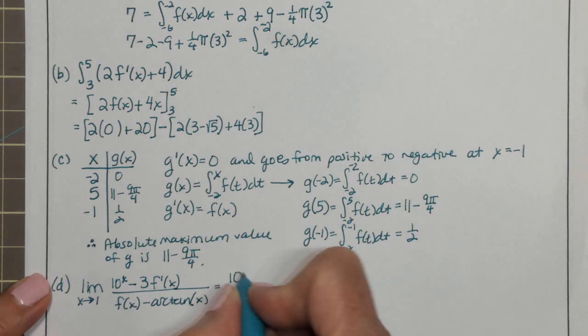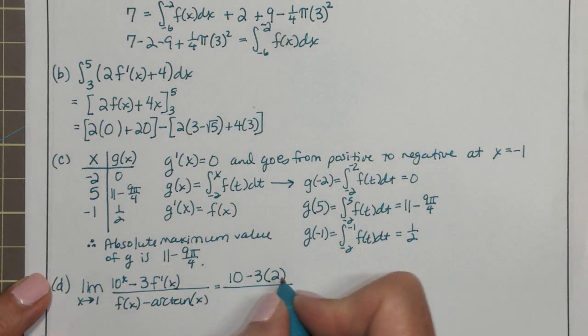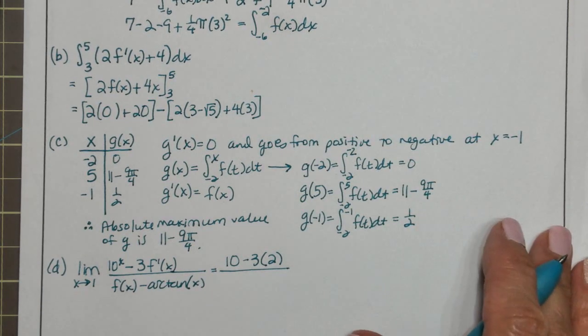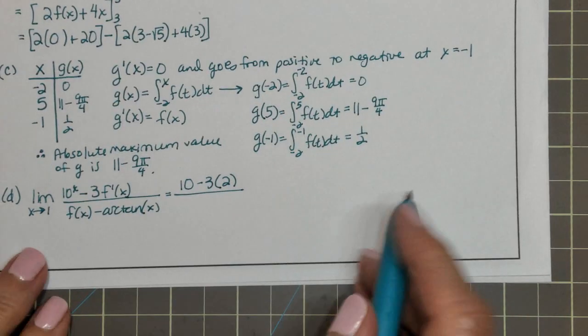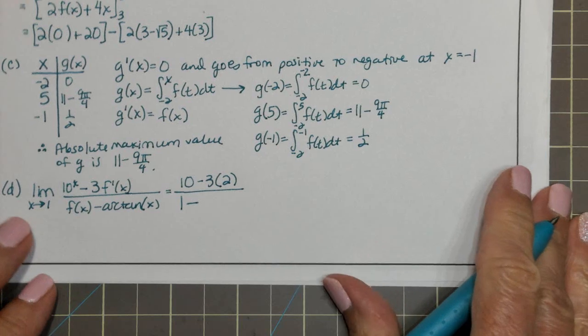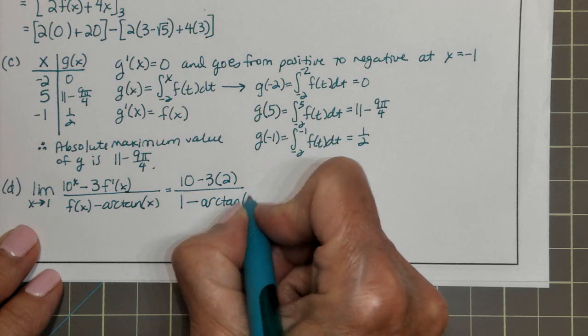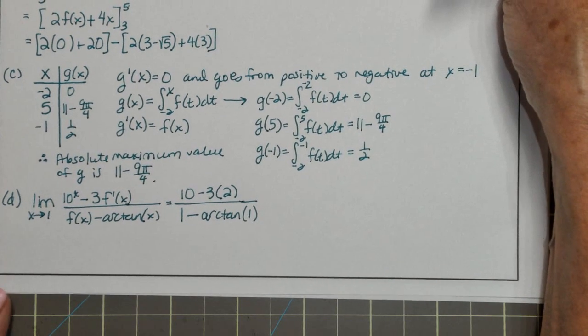So I know that this numerator is 10 minus 3 times 2, the slope of f at 1. And on the bottom, I have f of 1, which is 1, minus arctan of 1. Well, I know that arctan of 1 is pi over 4, but you know what? That's a safe stopping spot. So if you put pi over 4 here, that would be fine, but if you leave it arctan of 1, that's fine too. So we're done with this problem, and let's take a look at how it was scored.